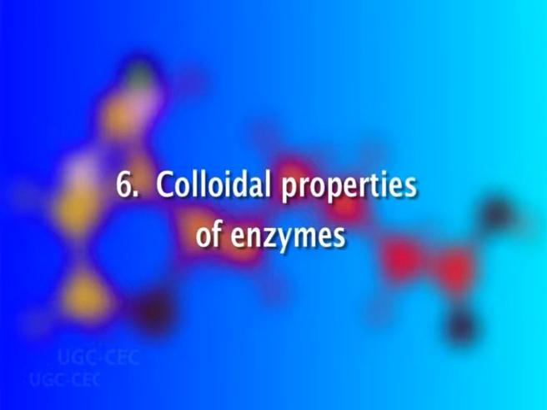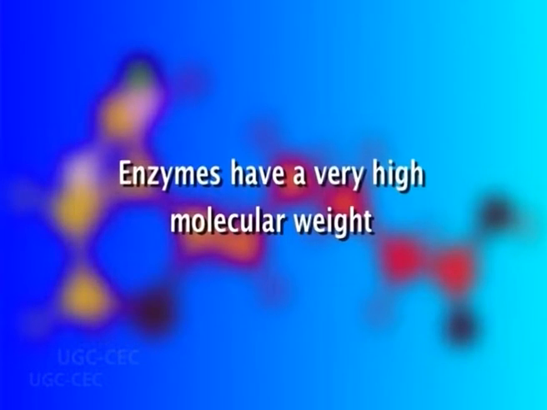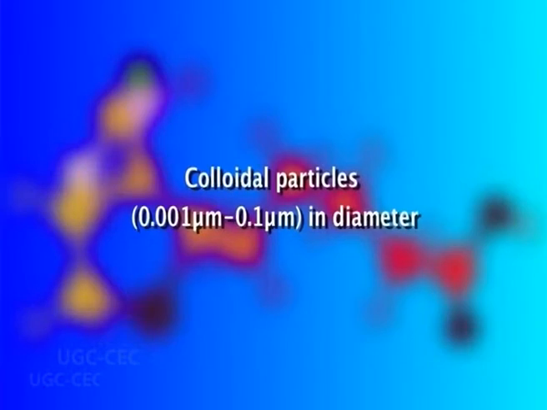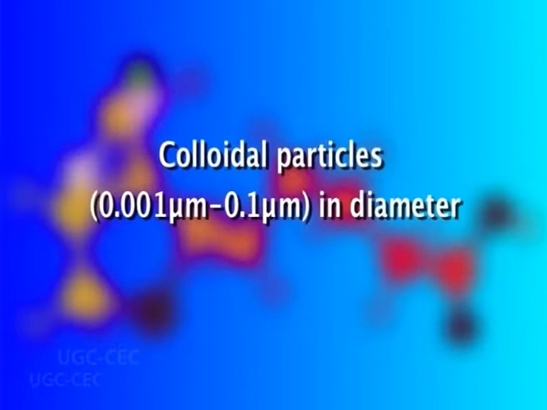Colloidal properties of enzymes. Enzymes are large proteinaceous substances of very high molecular weight. They have a size in the range of colloidal particles, that is 0.001 micrometer to 0.1 micrometer in diameter. Their colloidal nature provides a large surface area for reaction to take place. Enzymes display all the colloidal properties. They don't pass through collodion, but can pass through filter paper. This helps in their separation from true solution. Being colloidal particles, enzymes have positive or negative charges.